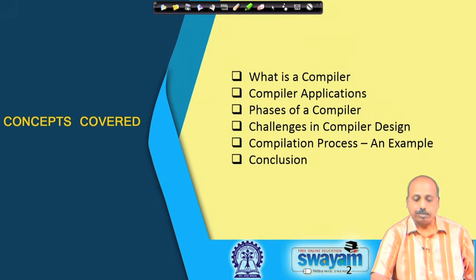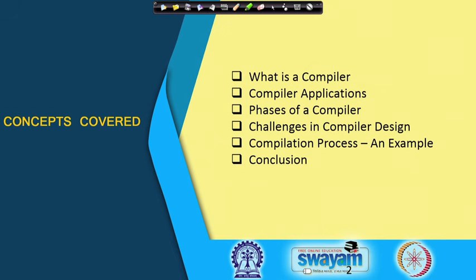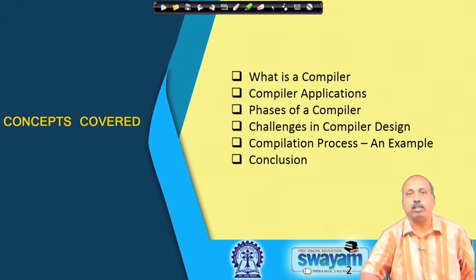So, to start with, in this introductory lecture, we will try to see what we mean by a compiler, then compiler applications, the phases of a compiler, then challenges that we have in compiler design, then the compilation process. So, we will see an example by which we will try to illustrate what the different phases of a compiler are, and we conclude the lecture by summarizing what we have in the introductory part.